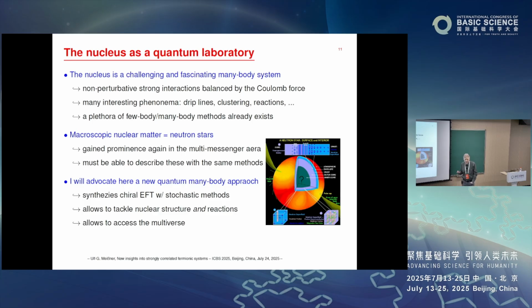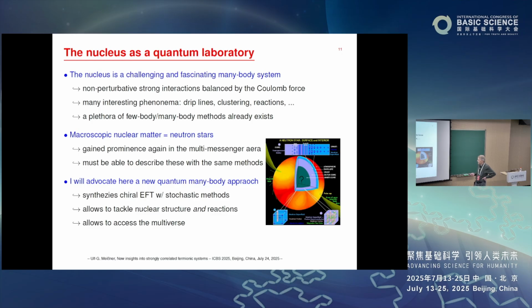And then there's another aspect of nuclear physics, which is macroscopic nuclear matter, namely neutron stars. Neutron stars are 10 to the 57 neutrons, bound together by the gravitational force. But then, of course, the Fermi repulsion essentially keeps this thing stable. Neutron stars have gained prominence in the multi-messenger era, through neutron star mergers and gravitational waves. So now one is again more interested in the equation of state of neutron stars. And one should be able to describe these neutron stars by the same method you use for atomic nuclei.